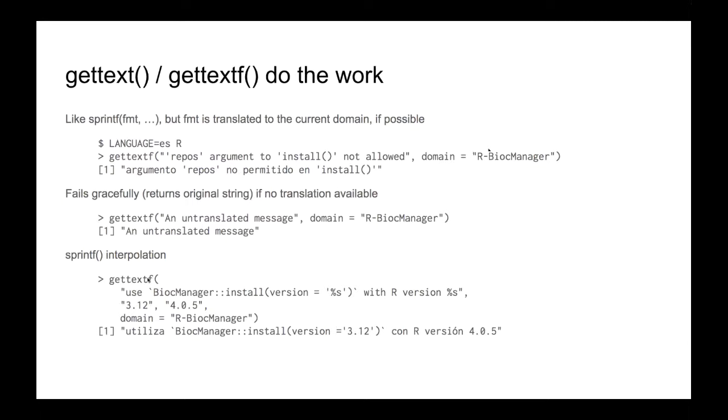And there's also sprintf style interpolation. So BiocManager install version equals %s with R version %s, 3.12 and 4.05, and then you get the 3.12 and 4.05 inserted as appropriate. So it's actually pretty straightforward and easy once you kind of get your head around it.